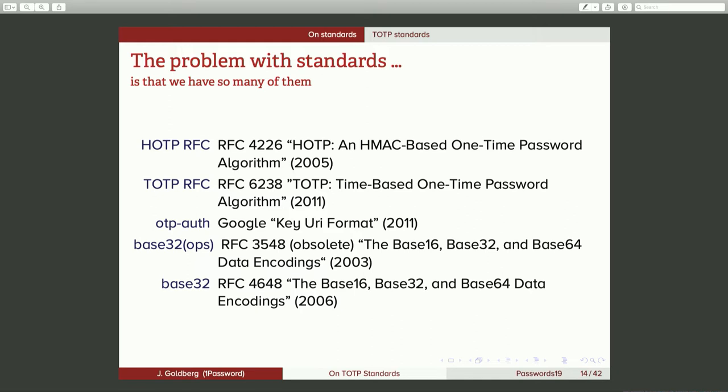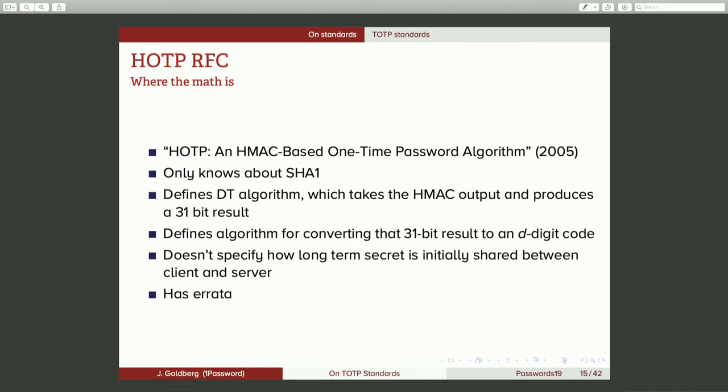Okay, so the old joke is that the problem with standards is that we have so many of them. But here, these things that I'm calling standards should all actually work together to define how TOTP works today in practice. And so the first one of these is the HOTP RFC, hash-based one-time passwords. It basically describes all the math and computation for having your long-term secret and, for HOTP, a counter, and then computing something like a six-digit code.